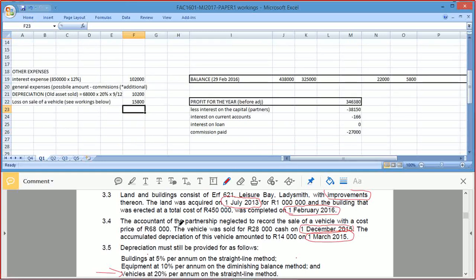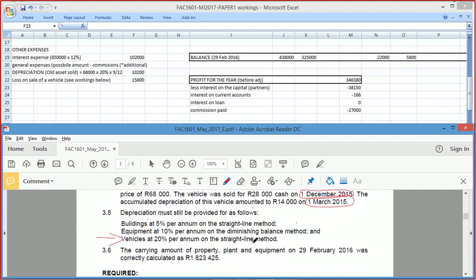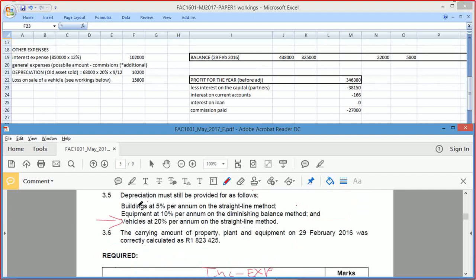So now, have we finished 3.4? Let's go back and read it again. You sold a vehicle with cost. I've done that. Vehicle was sold for 28. I did that. And the accumulated depreciation. I did that. Fine. Okay. Next bit, 3.5. Do I need this?